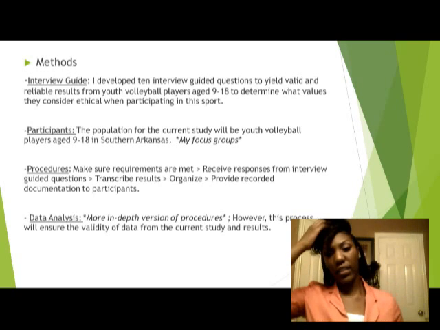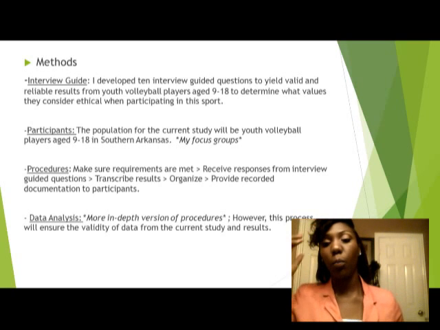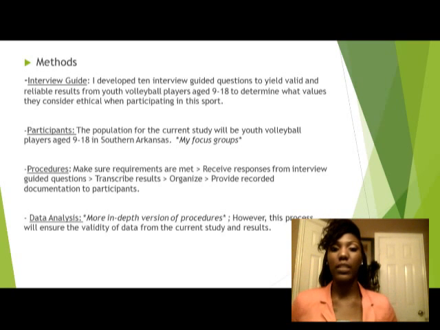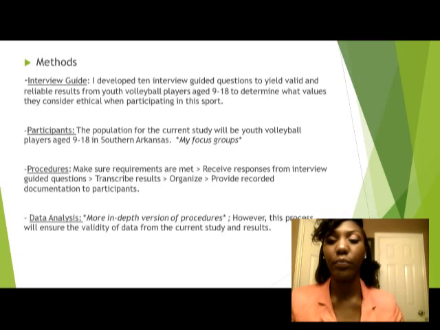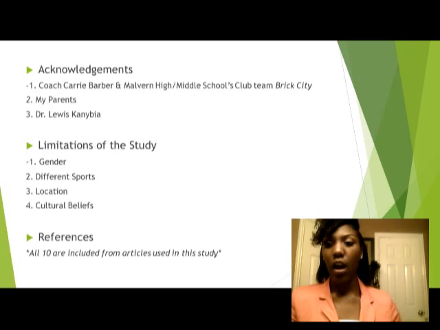And as far as data analysis, I want to go more in depth into the procedures, establishing the validity of data from the current study and the results that were received, and break it down further from there.